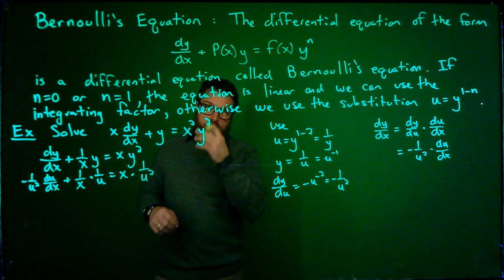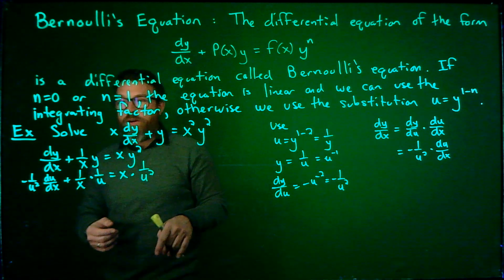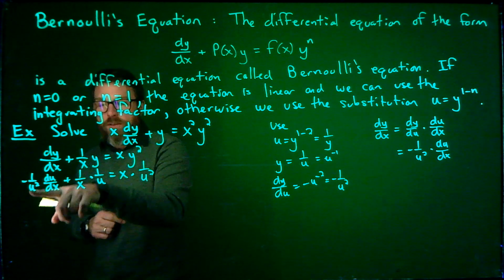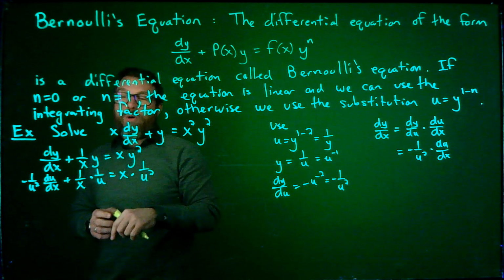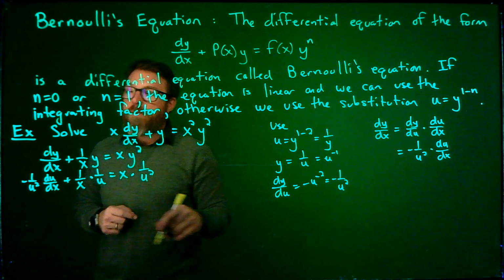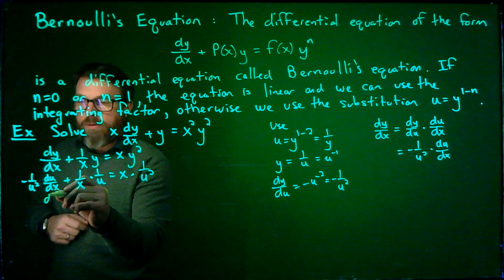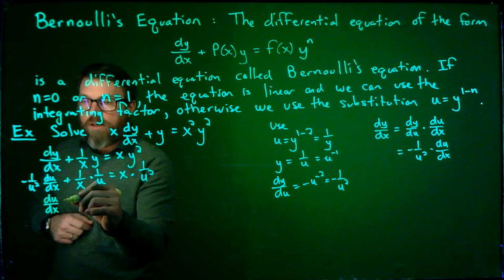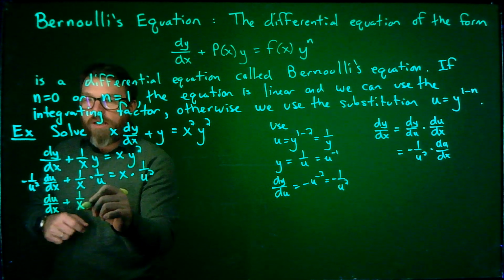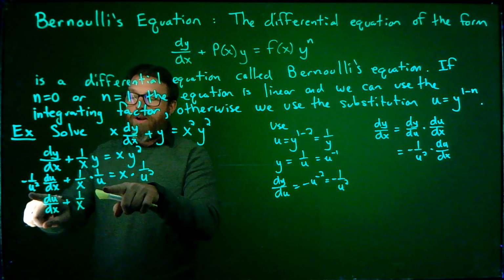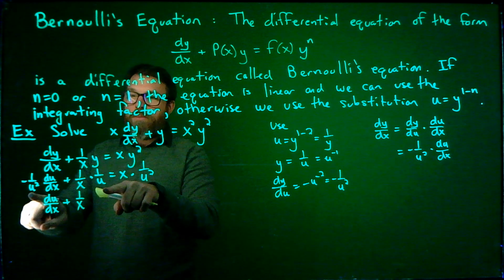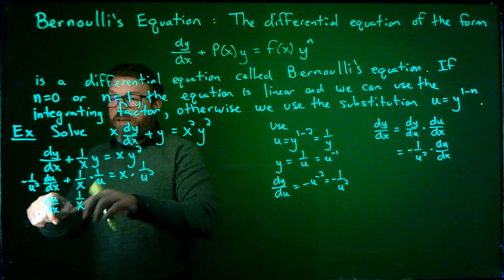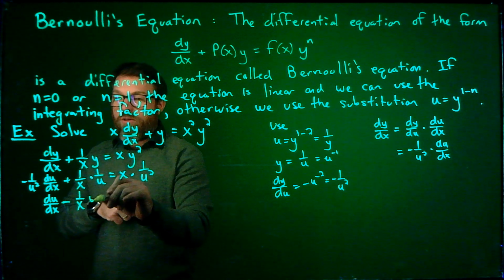Now, in order to turn this into a linear differential equation where you can use the integrating factor, again, I don't need a coefficient of this function of u. What I need is a coefficient of 1. So we're going to multiply everything by negative u squared. That means du/dx plus 1 over x. Now, when I multiply this by negative u squared, I'm going to have a u squared on the top and a u on the bottom, so it's just going to become u, and this is negative, so this will be a minus u.